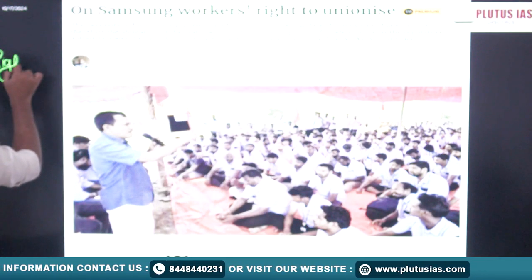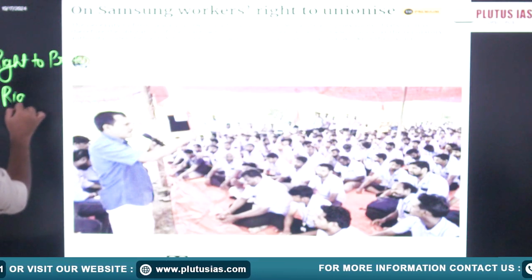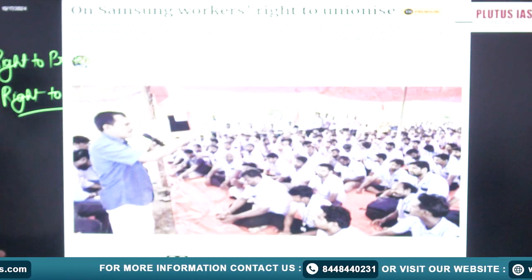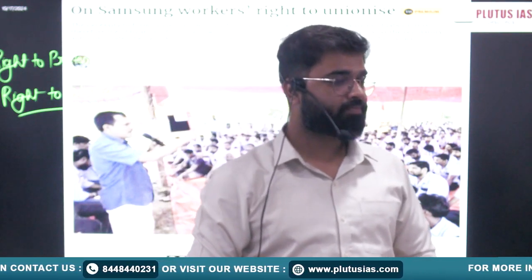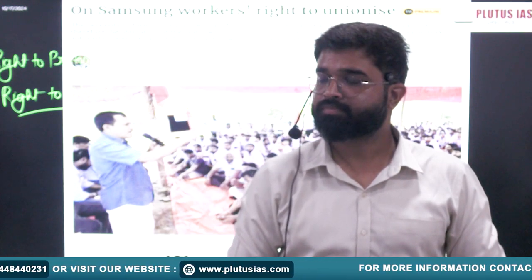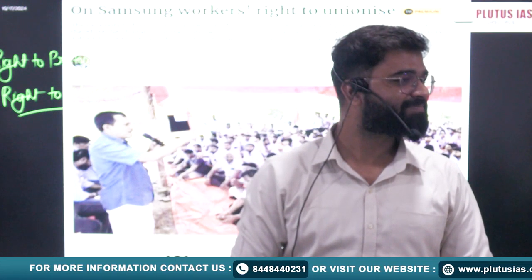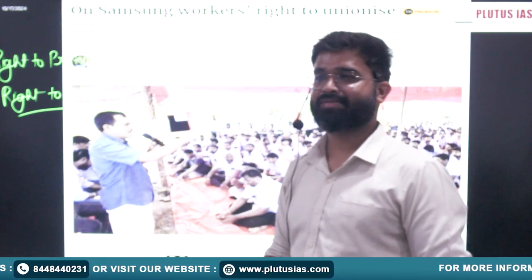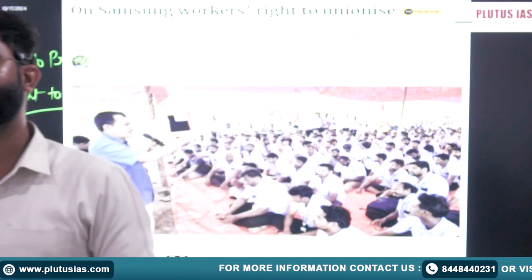There are two things. Right to protest. And another thing is right to strike. What is the difference between the two? Are they the same? No. How are they different? Lag to same hi raha hai. What is right to protest? What is right to strike? Is there any difference? Polity class wale to bata do kam se kam.